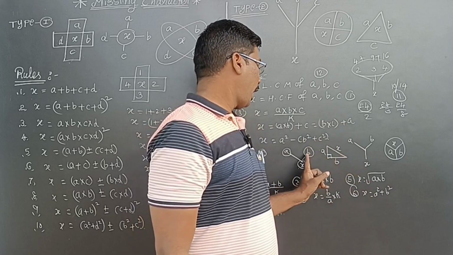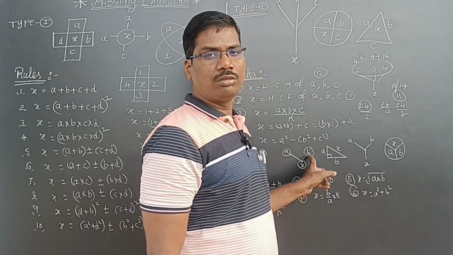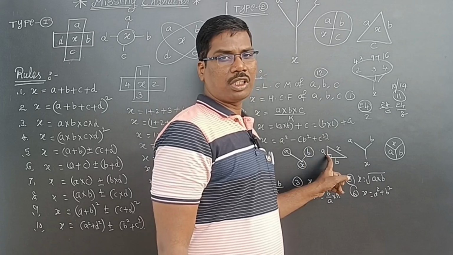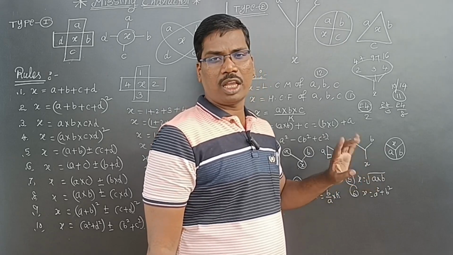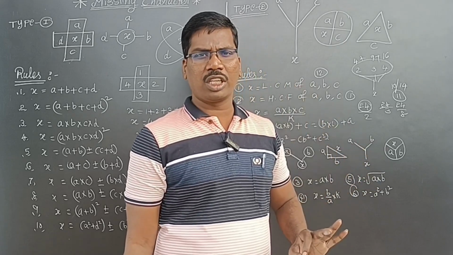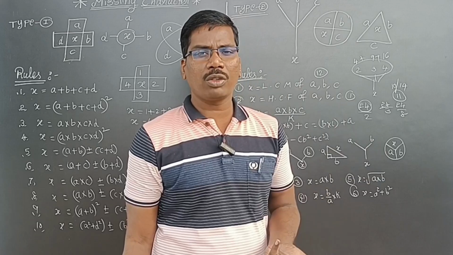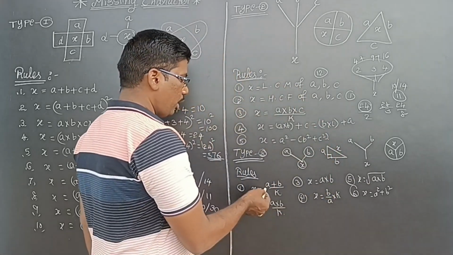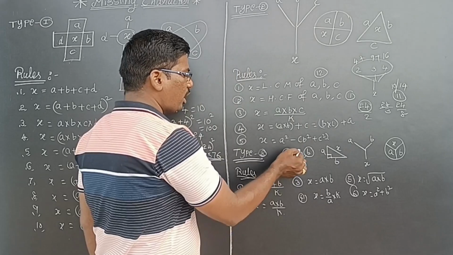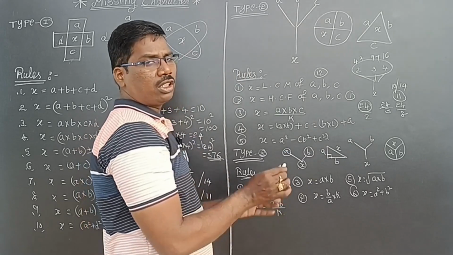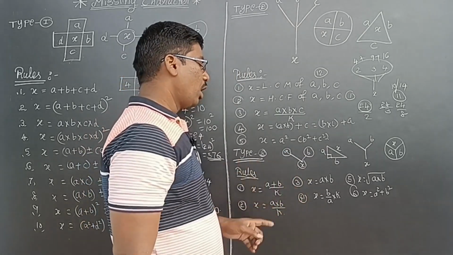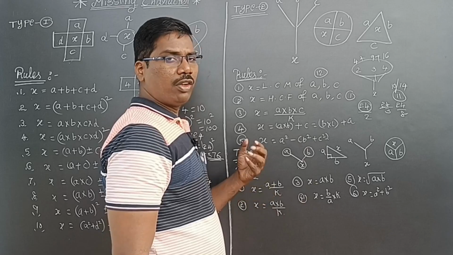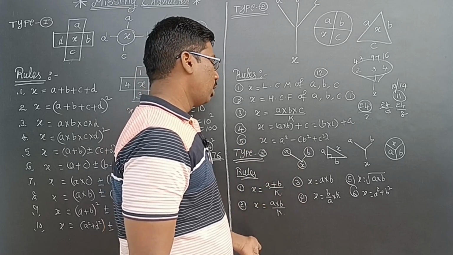You don't think this diagram is having some rules, like that, not there. If 3 numbers are given, 1 number is missing, what we have to do? That is, we have to think. That's the logic. Okay, now let us see. Simply add these 2 numbers and divide with some number, then you will get the answer. Or simply multiply these 2 numbers and divide with some number, you will get the answer.